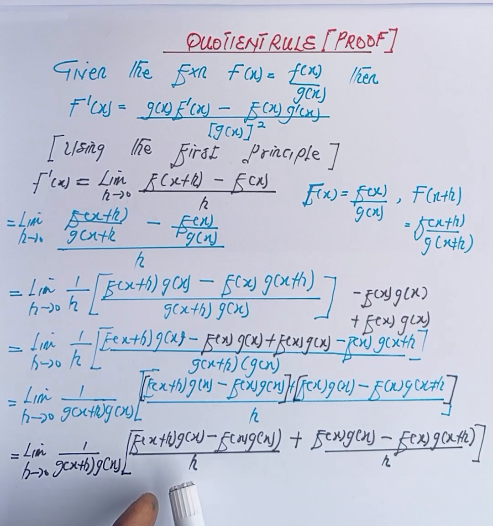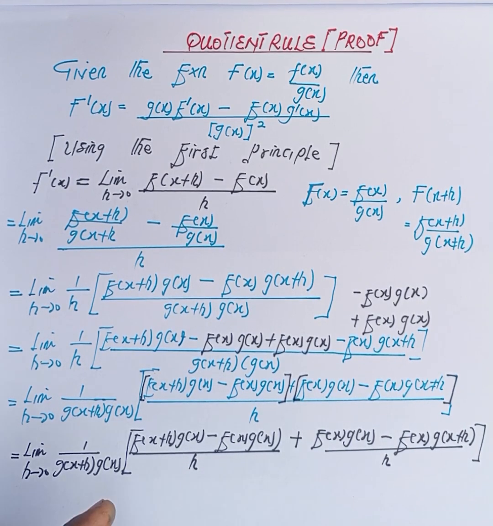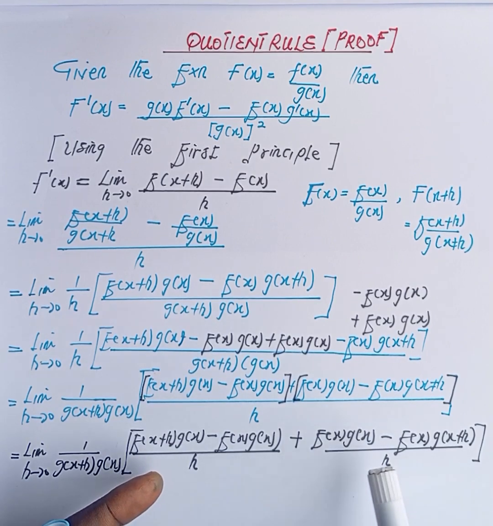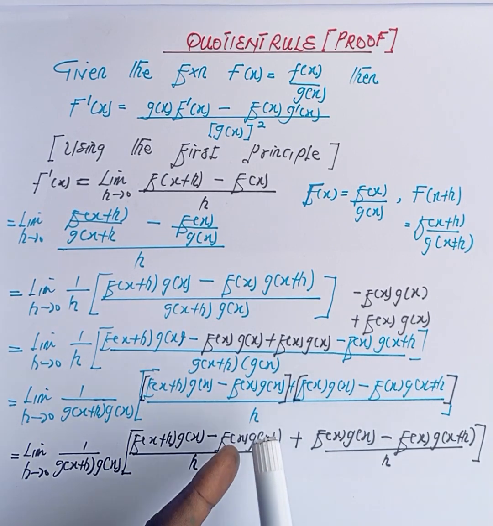Don't be worried about the h and h. When you have two fractions multiplying, they have the same denominator, we can pick one. So when we pick one and then we add the numerators, don't be confused about these very parts.